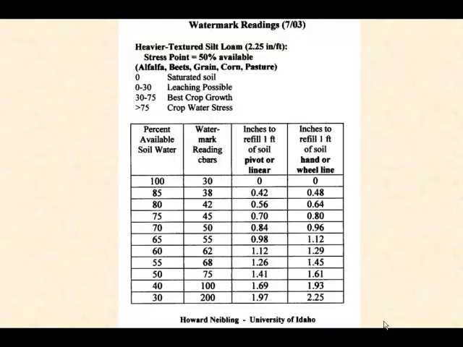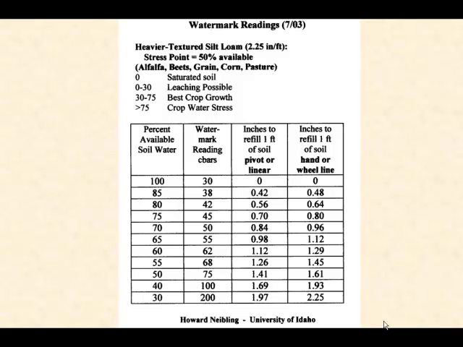You can also use different indices of how wet your soil is. This is some information I developed a number of years ago for folks that use tensiometers or watermark sensors. And the nice thing about watermarks particularly is you can bury them out at 2 or 3 feet, and you don't have to take a bucket auger or whatever to check the moisture down there.